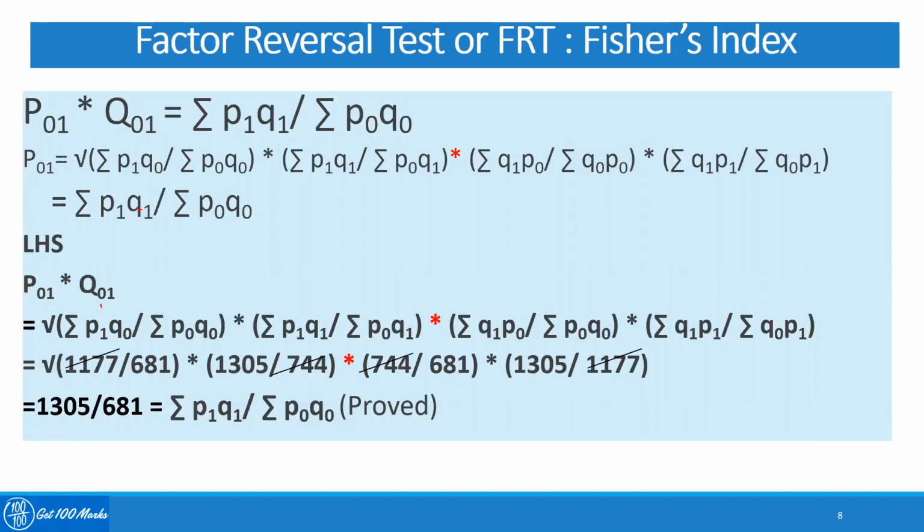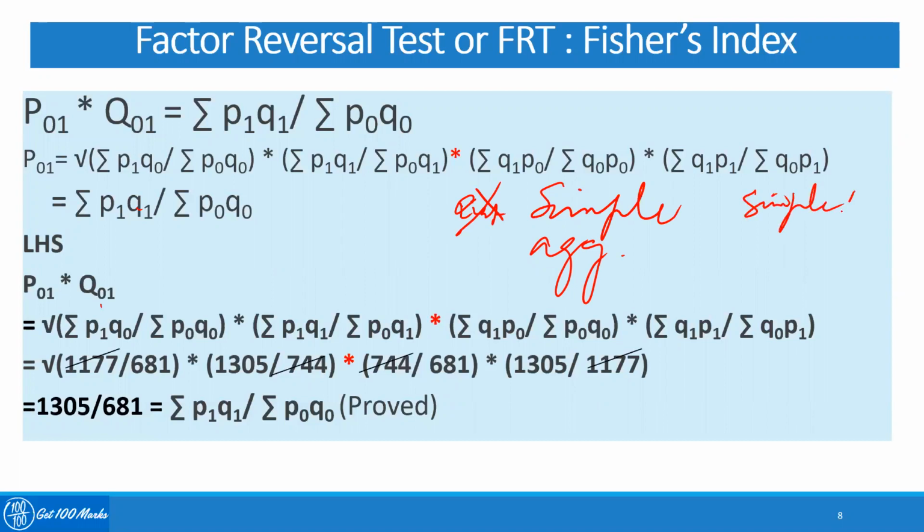Therefore, we have now come to an end of the discussion of this chapter. I hope you people are clear. I have discussed the simple aggregative method, where we have not discussed anything on the quantity. Quantity was not there. Then we discussed the simple average method. I have discussed it with an example also. Then we discussed the weighted aggregative method, where quantity comes into the picture.